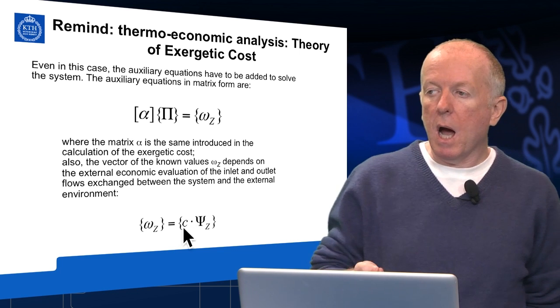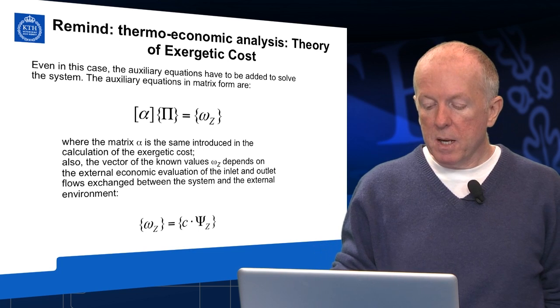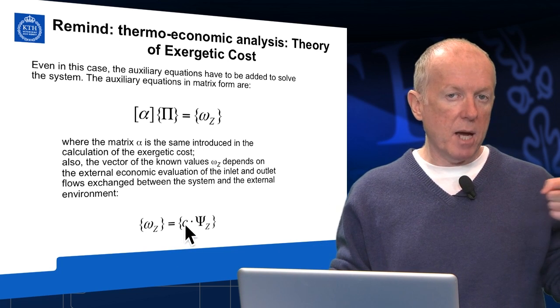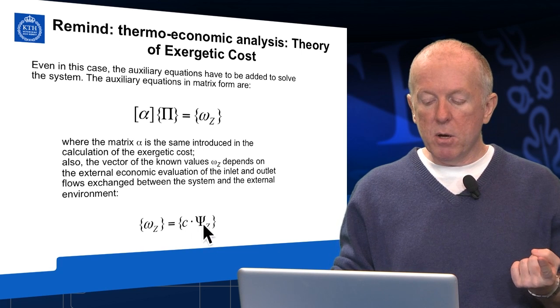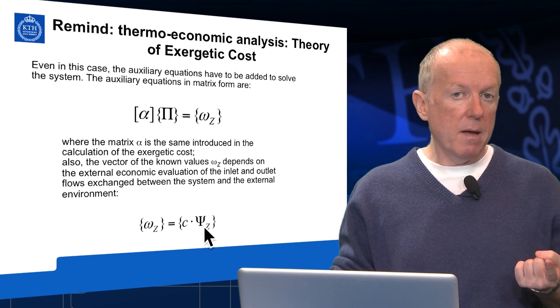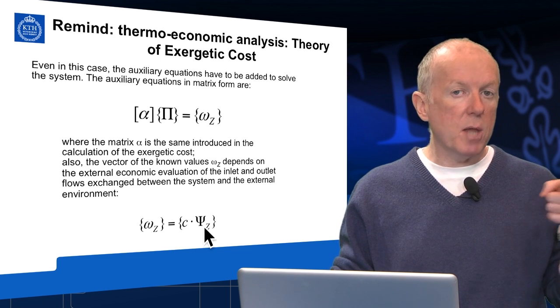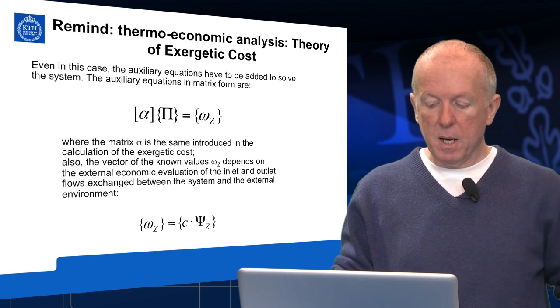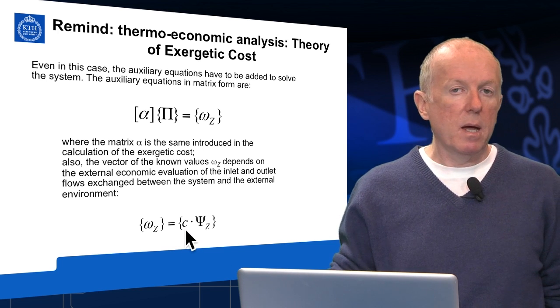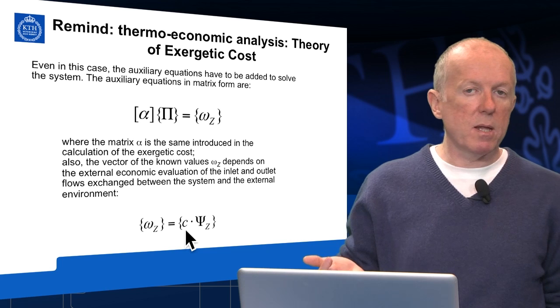let's say, which is the term c. Let's say the unit cost of the flow of natural gas injected into the system, times the exergy flow of this natural gas injected into the system. So the economic evaluation is related to the term c, which is the value which the economy gives to this flow.